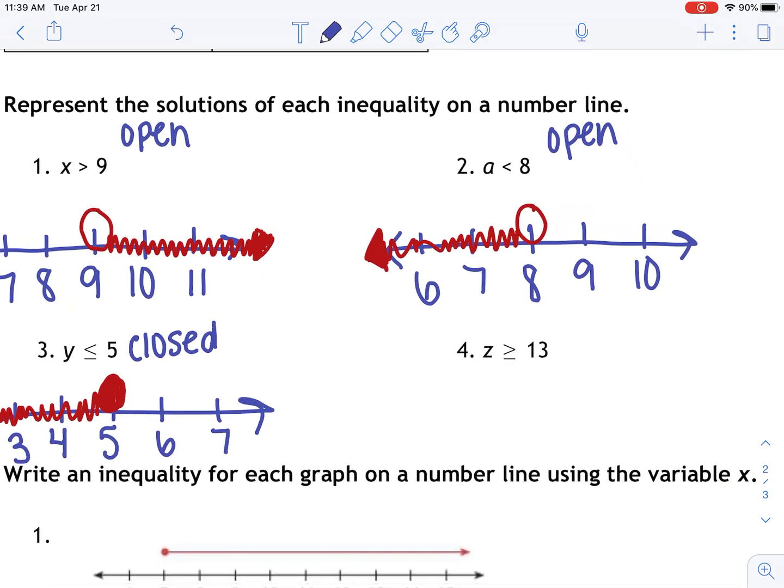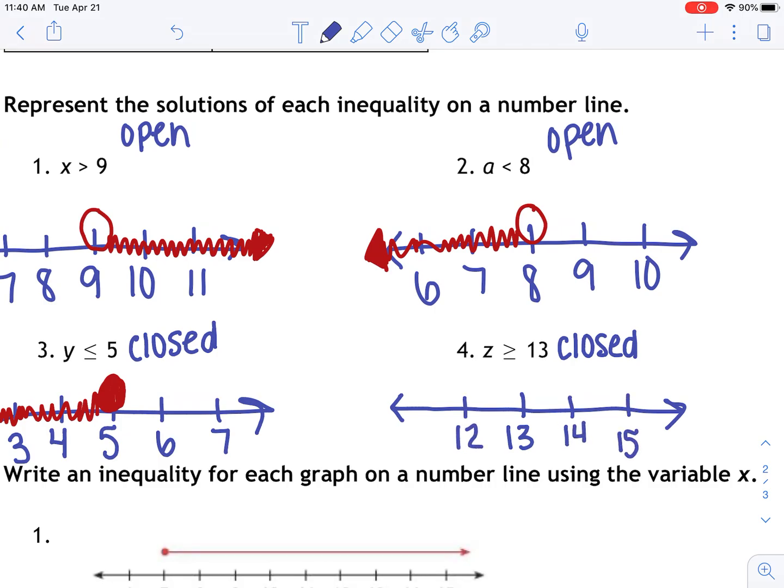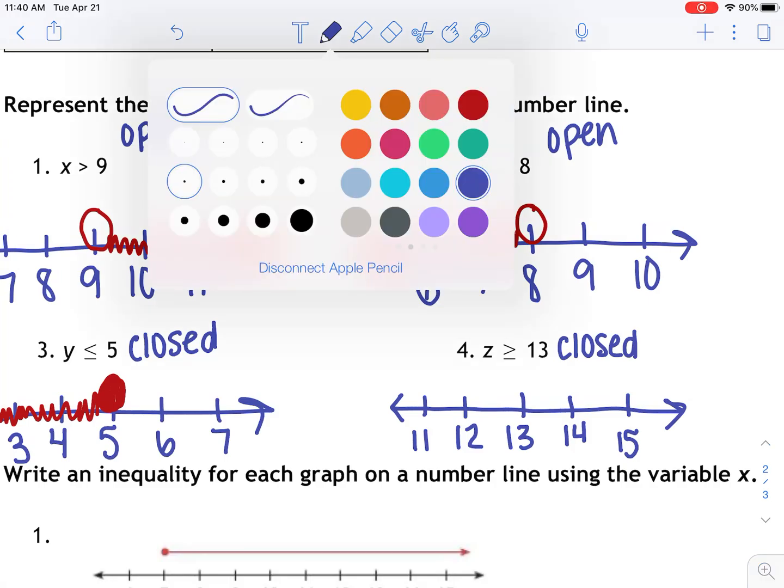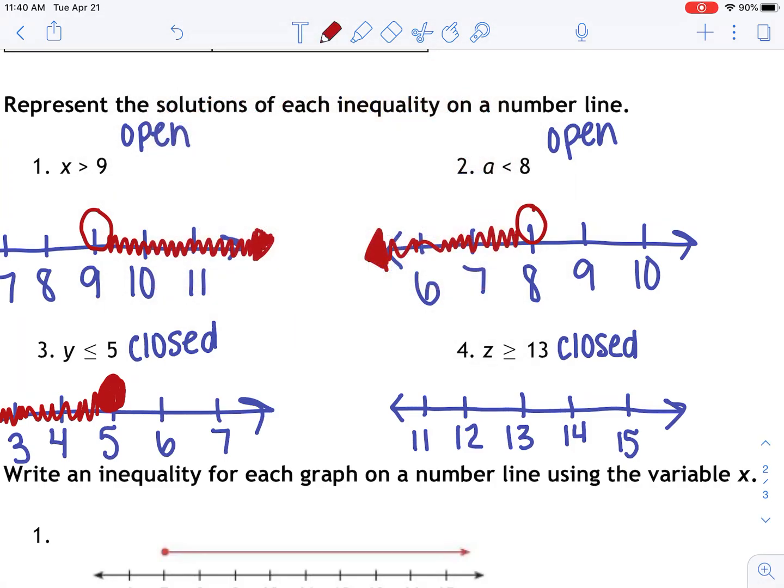Now number 4, Z is greater than or equal to 13. I have that equal part, so that means I'm going to have a closed circle. Draw out my number line with my 5 points. I have 13, 2 bigger, 2 smaller. Equal to tells me that it's closed, so I'm going to put a closed circle on 13. Z is greater than or equal to, so I want to show all the numbers that are greater with an arrow.